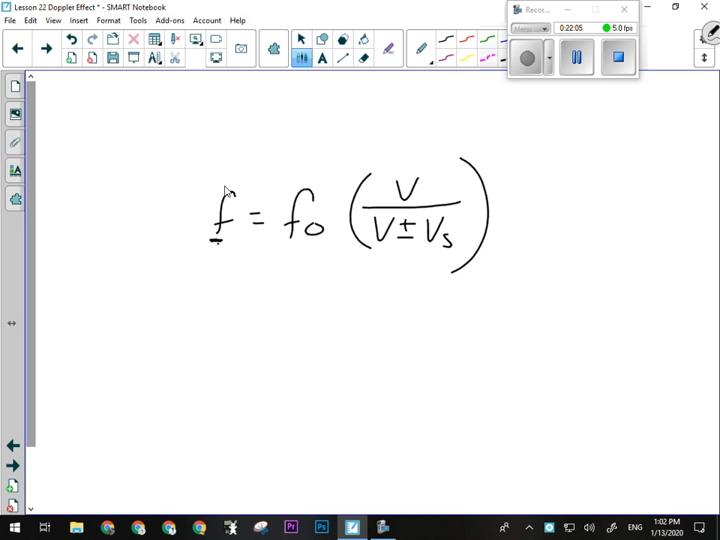If the object is retreating, then I'll add. This will come out to a decimal that's less than 1, and f will be smaller than fo. Okay, so you may just want to remember that or write that down. The subtraction is used for an approaching source. The addition is used for a retreating source.